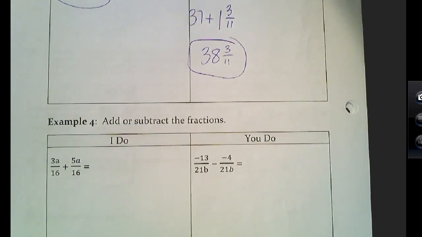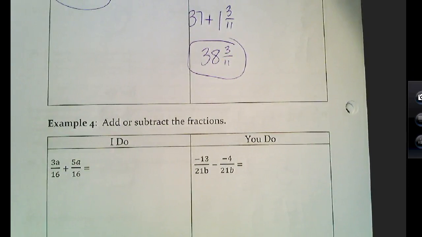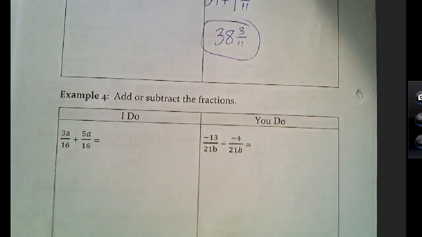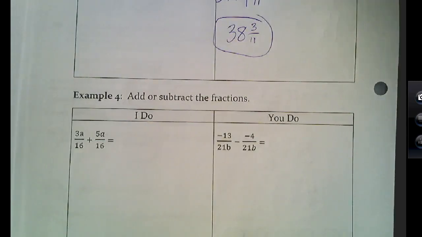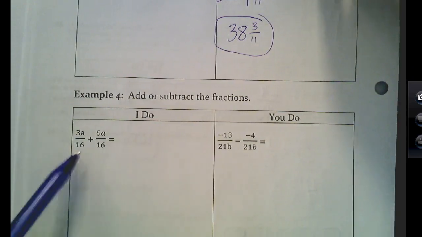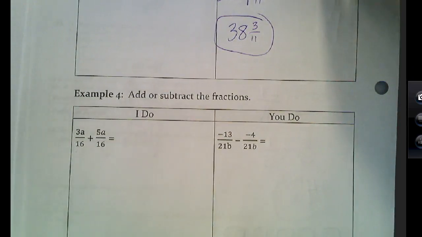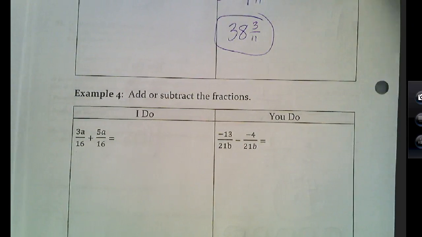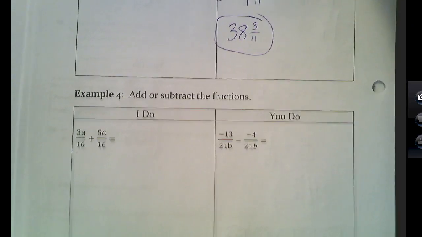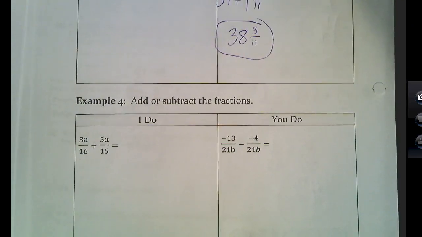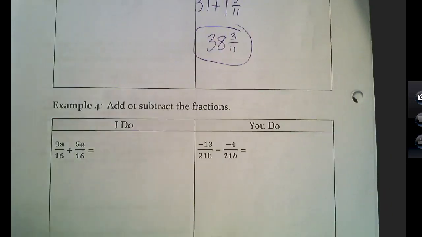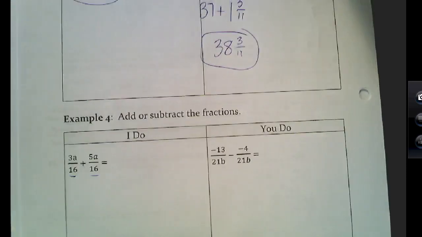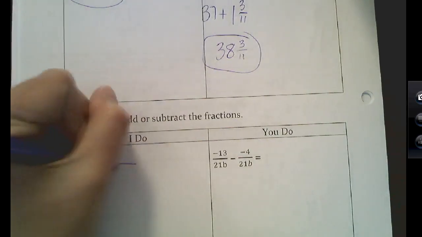What are you noticing? Variables. And the variables actually don't change a thing. The variables are just variables. Still, I want you to look at the denominator. Go ahead and underline the denominator in this first example. Underline your denominator. So what are you guys underlining? 16, good. Do we have the same denominator? So let's keep that.